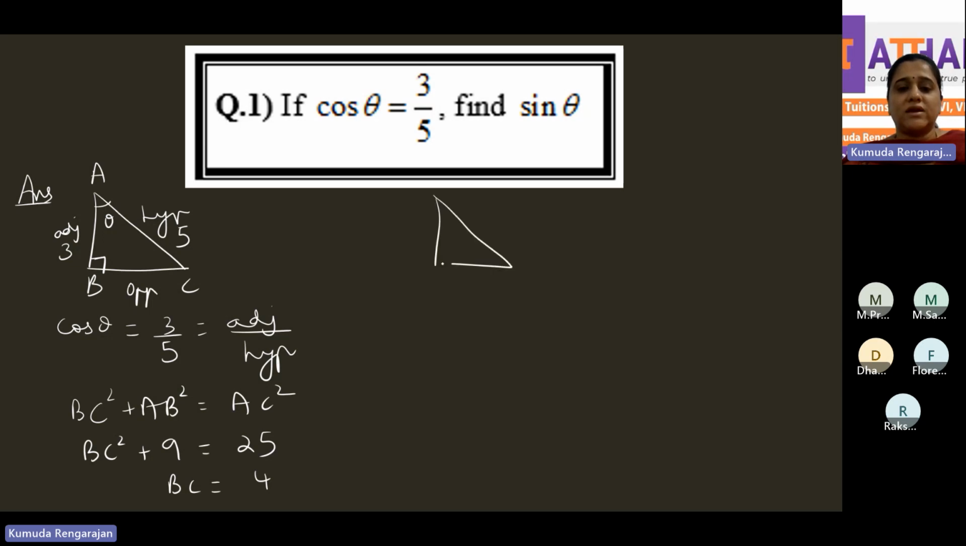So now you have the triangle like this. Theta, ABC, 3, 4, 5. So sine theta is equal to opposite by hypotenuse. So that is 4 by 5.